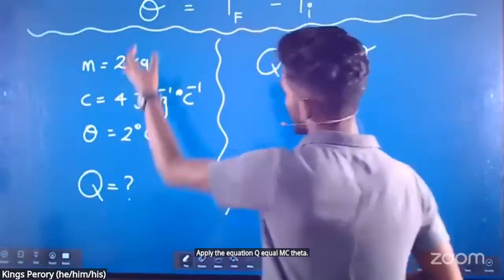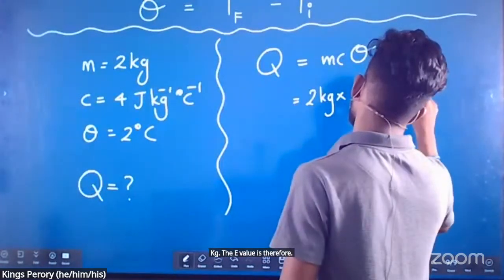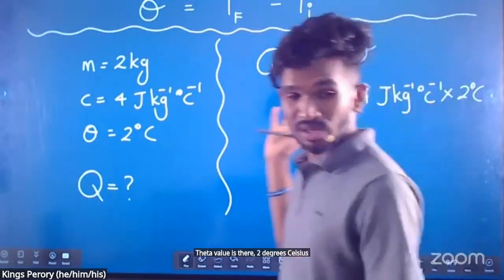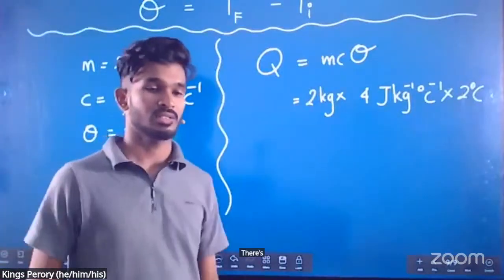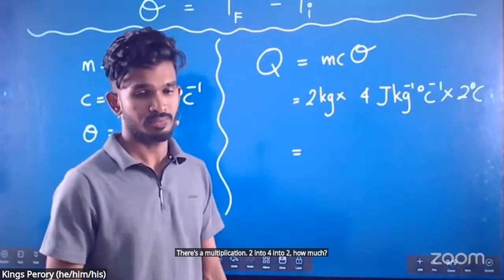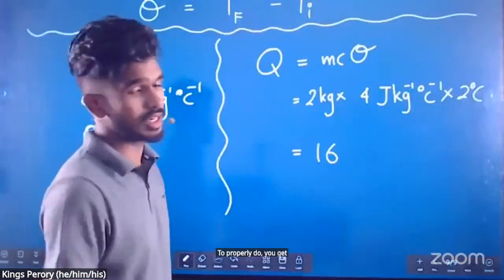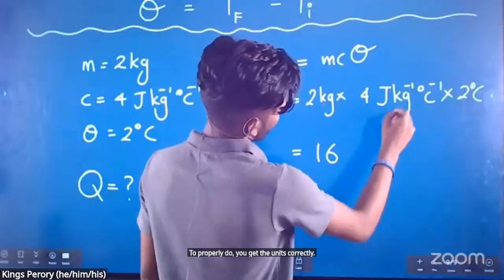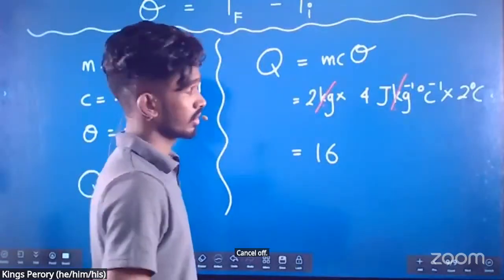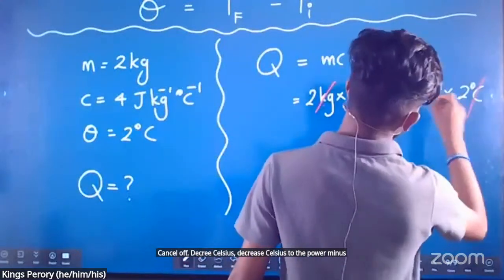M value is 2 kg. C value is 4 joules per kilogram per degree Celsius. Theta value is 2 degrees Celsius. Now these are scholarship questions. Just multiplication. 2 into 4 into 2. How much? 16. Check the units. If you properly do, you get the units correctly. kg to the power minus 1 cancels off. Degree Celsius to the power minus 1 also cancels off.